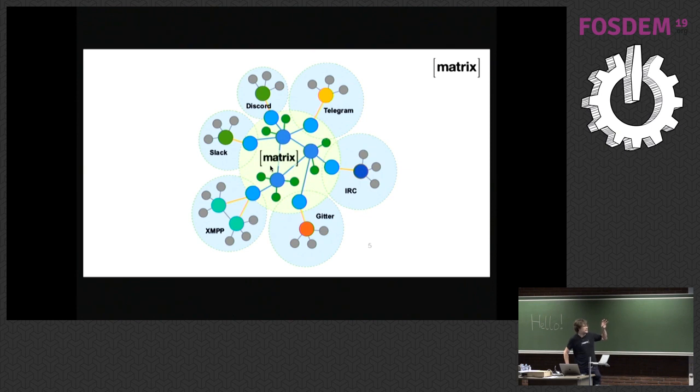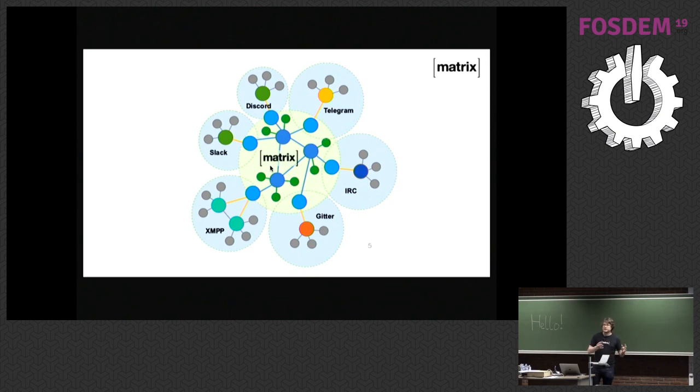Relative to, say, XMPP, we are ideologically and technically very different. Matrix is all about syncing conversation history, replicating it between servers rather than passing messages. So in Matrix, if I'm talking to you guys on your own Matrix servers, everybody gets a replica of the room. It's just like Git. In fact, it's the same data structures as Git.